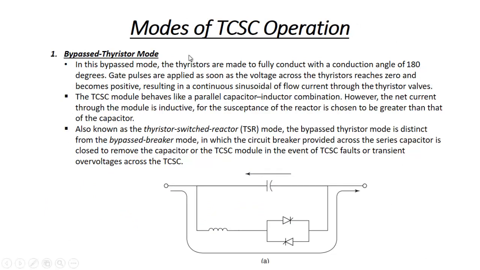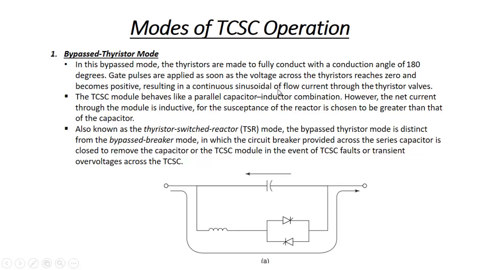Now there are different modes of operation of this TCSC. One mode is the bypass thyristor mode. We have already discussed it, but here we'll discuss it in more detail. In this mode, the thyristors are made to fully conduct with a conduction angle of 180 degrees. That means sigma will be equal to 180 degrees and alpha will be equal to 0 degrees.